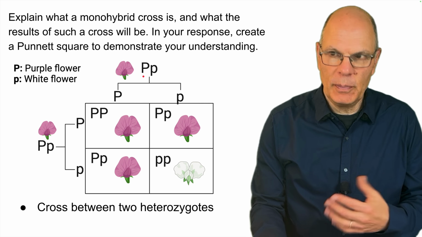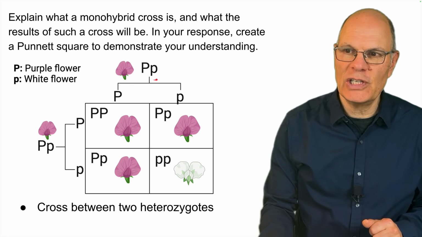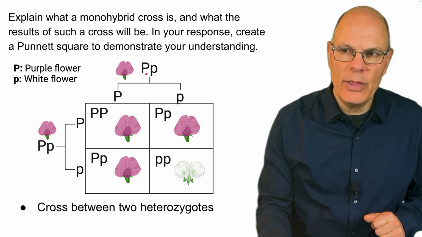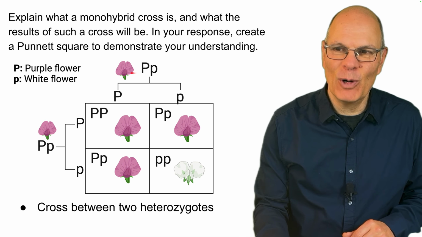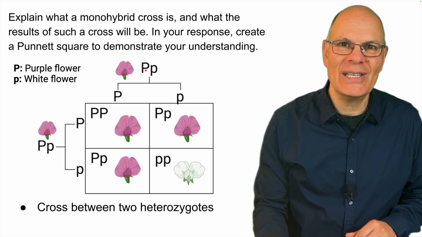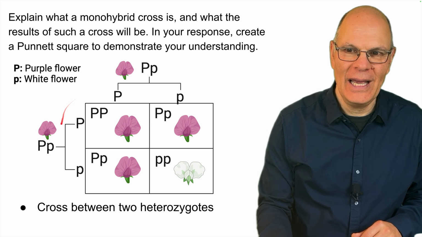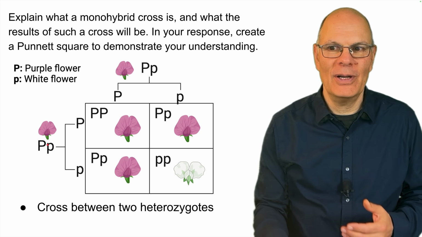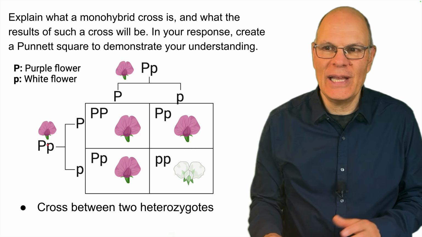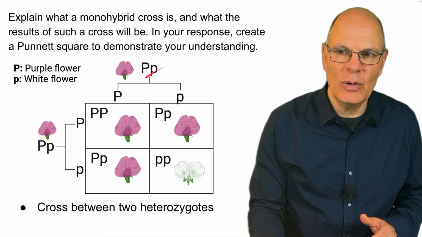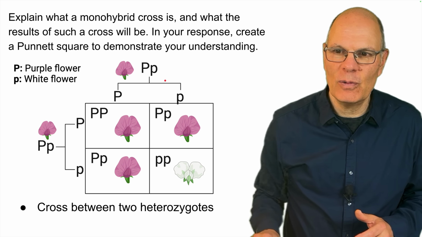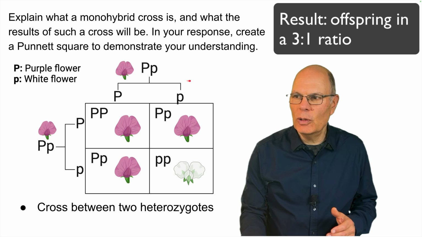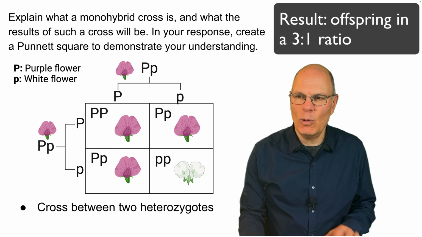So these are peas, which was one of Mendel's study organisms, and this pea has purple flowers. The genotype is capital P, little p, capital P, little p. Why? Because it's a heterozygote, and this is a monohybrid cross. So they're hybrid for one characteristic. The result will be offspring in a 3-to-1 ratio.